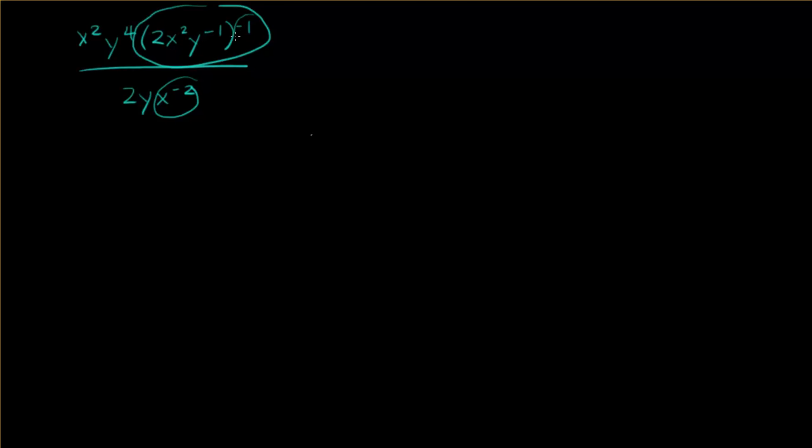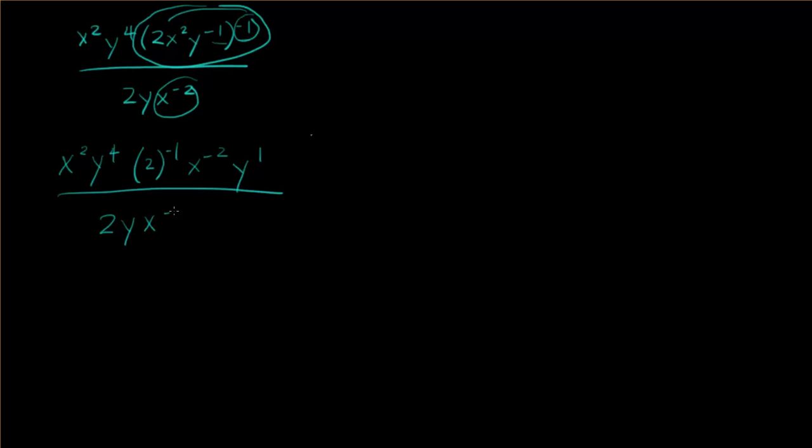I'm going to take this -1 and I'm going to distribute it in. So I have x squared, y to the 4th, and then we have a 2 to the -1, and an x, 2 times -1 is -2, and y, we have a -1 times a -1, that's 1, and then we have a 2y, x to the -2. Okay, now let's go ahead and simplify.